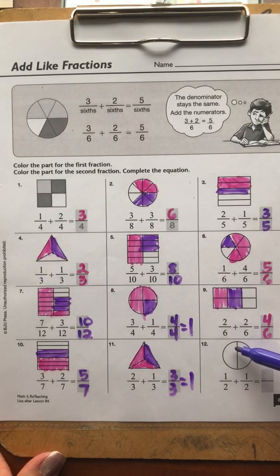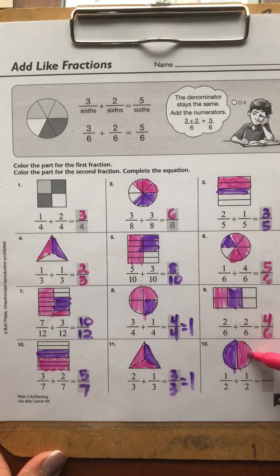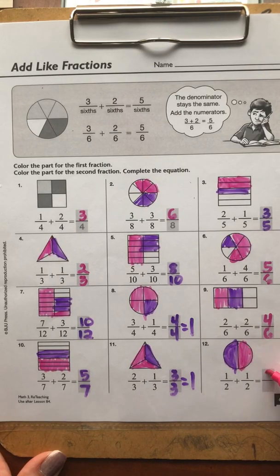Last one, we have half plus half, right? So I color half of it one color. I'm adding another half. 1 plus 1 is 2. 2 halves, again, which is also equal to 1 whole.